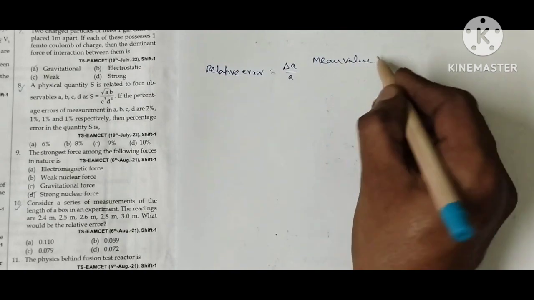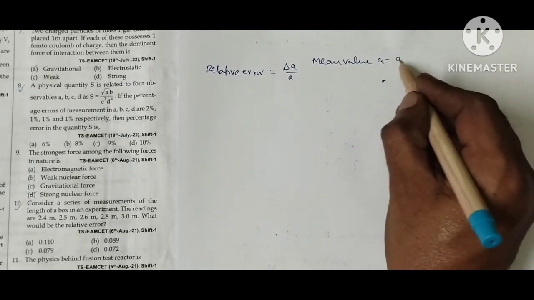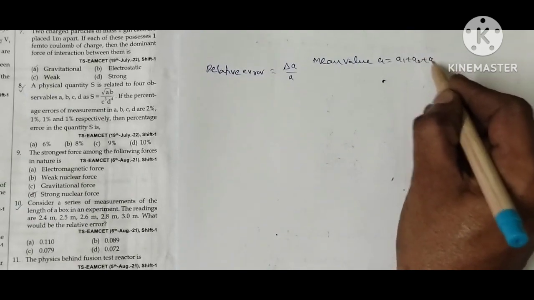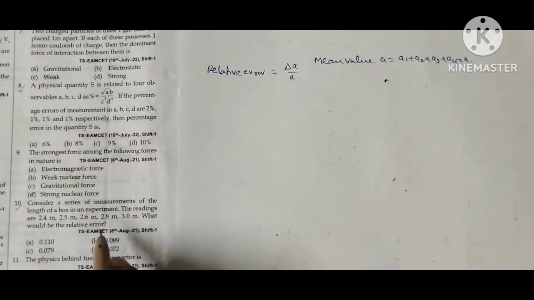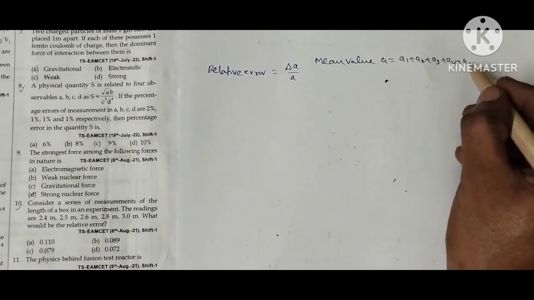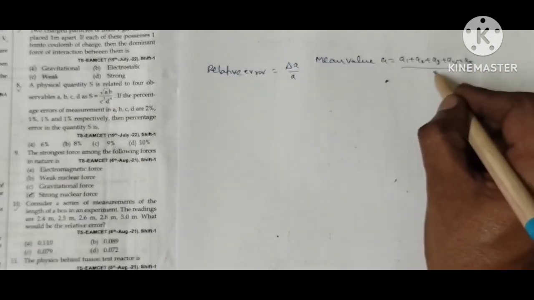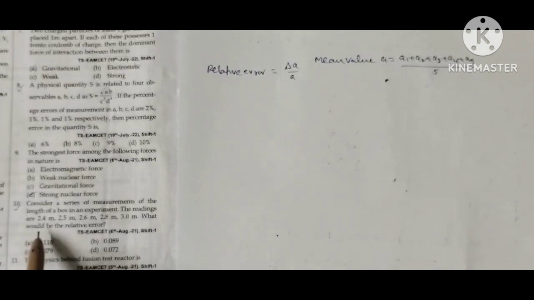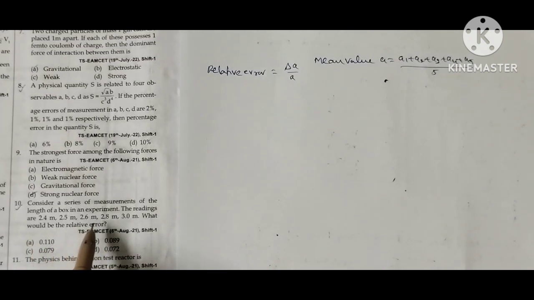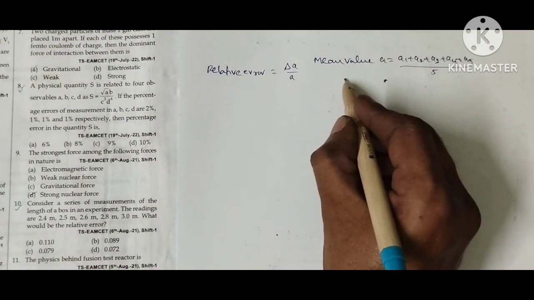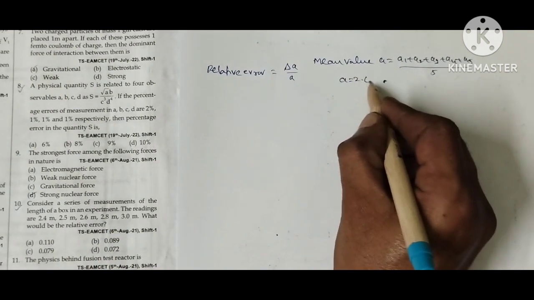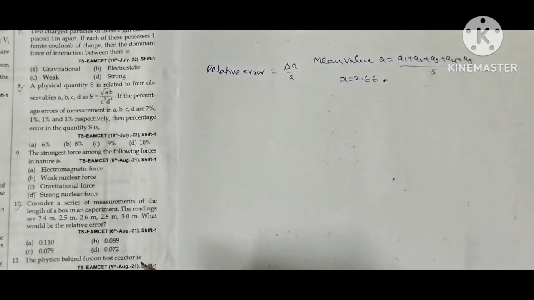Mean value A is equal to the sum of the terms by the number of terms, A1 plus A2 plus A3 plus A4 plus A5. How many are there given? 1, 2, 3, 4, 5. So divided by 5. If you add all these values, 2.4, 2.5, 2.6, 2.8, 3, and divide by 5, you will get the value of A as nearly 2.66.